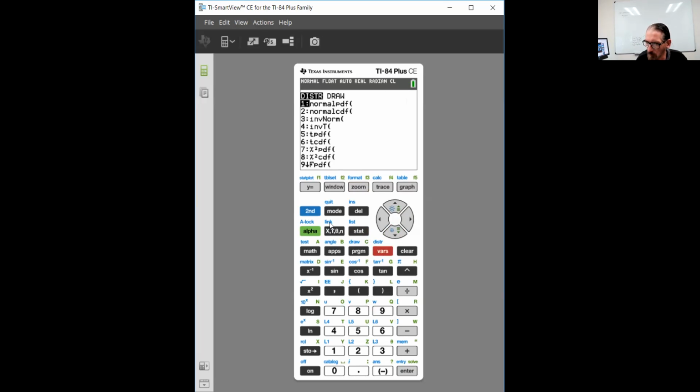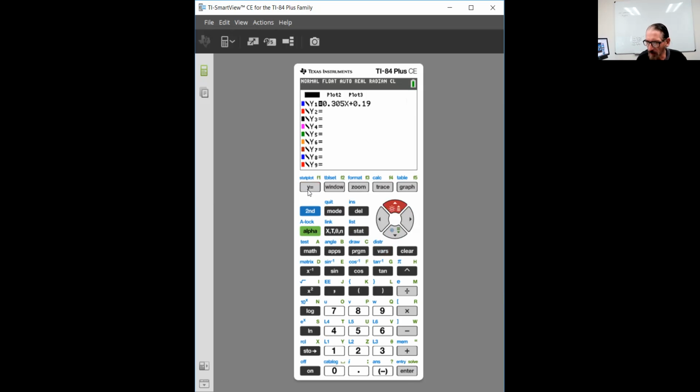Oop, messed that up. Quit. Stat. Calc. Choice 4. Vars. Y-vars, function, and y1. What it's done is in the regular y equals menu, it has stored that equation.